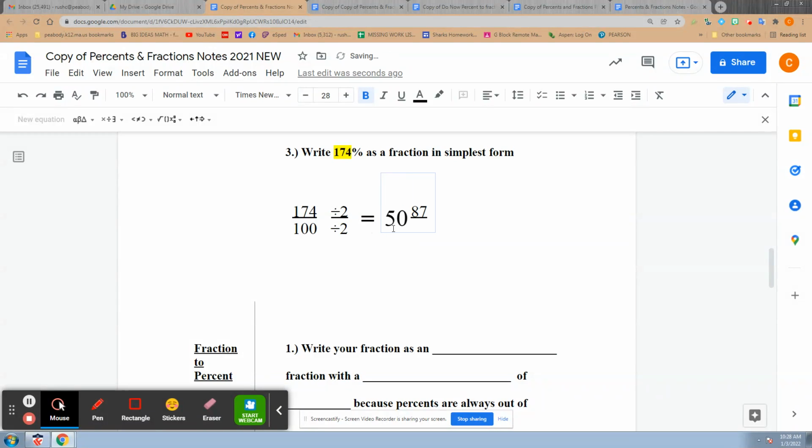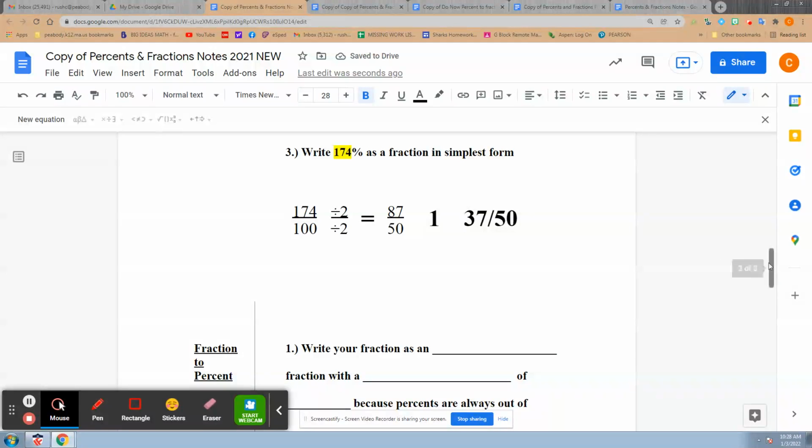Sometimes you may see 87 over 50 written as a mixed number instead, like this, 1 and 37/50ths. So you can leave it 87 over 50 for now. But again, as a mixed number, it would be the whole number 1 and then 37 over 50.